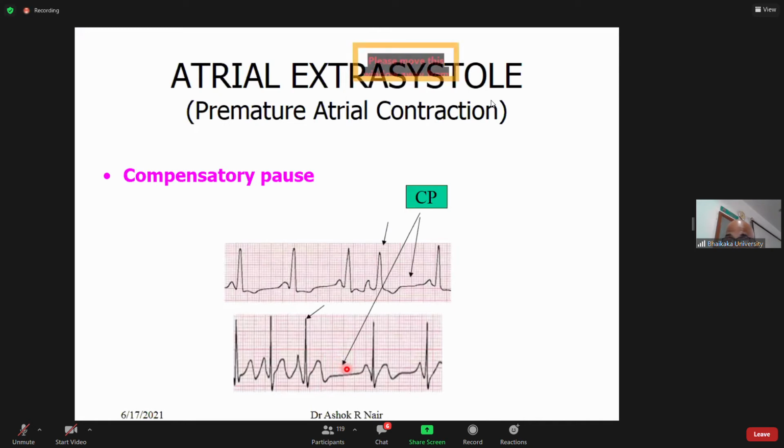So after this pause, when the muscles are available for activation, the next normal beat is able to pass through. Because of the refractory period, this compensatory pause is seen.